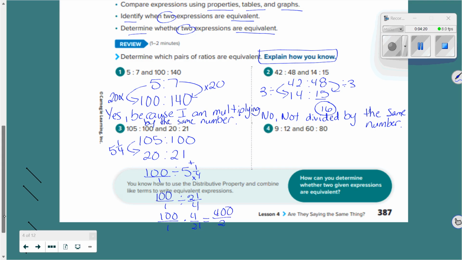400 over 21. It is improper, so I'm going to divide. Can 21 go into 4? No. Can it go into 40? Yeah. How many times? What do you notice about our whole numbers? We have 2 whole numbers. We have 1 for this one and 5 for this one. What do you notice? Are 1 and 5 the same thing? No. They're different. So that means they're not equivalent.